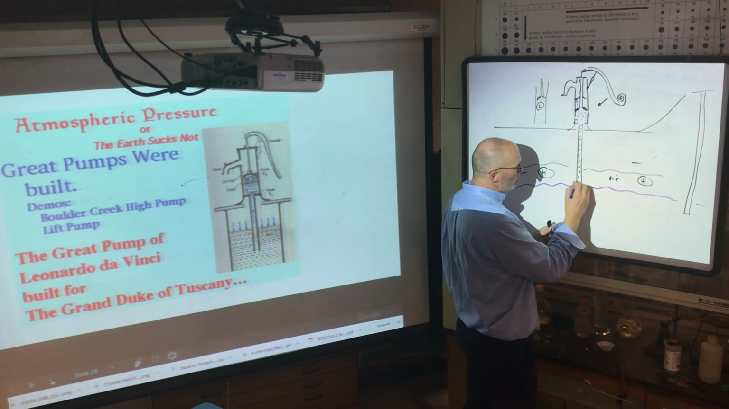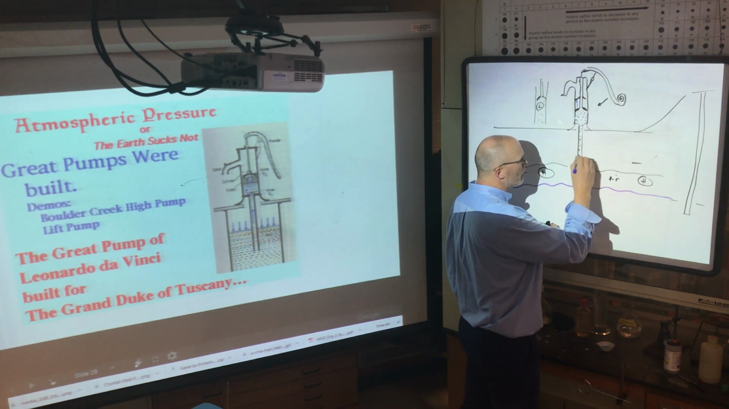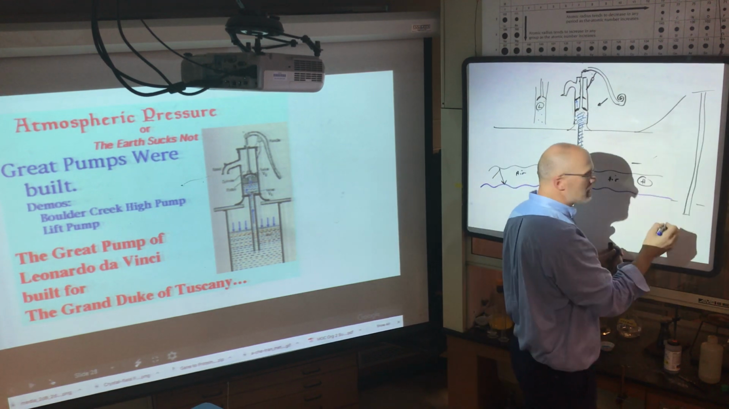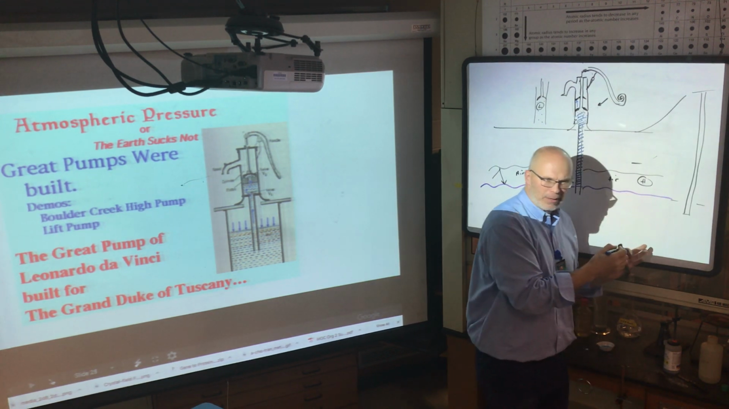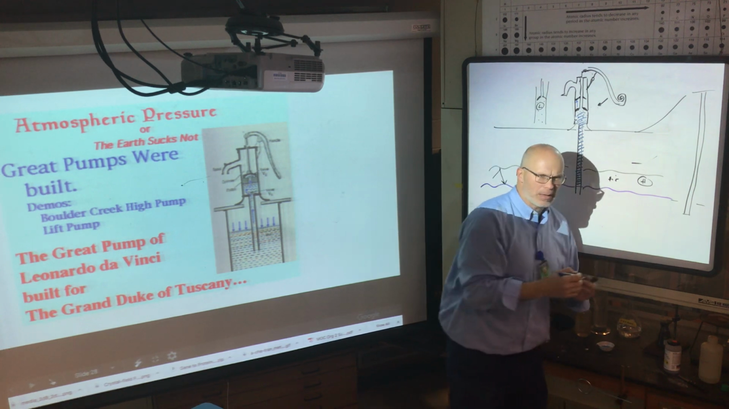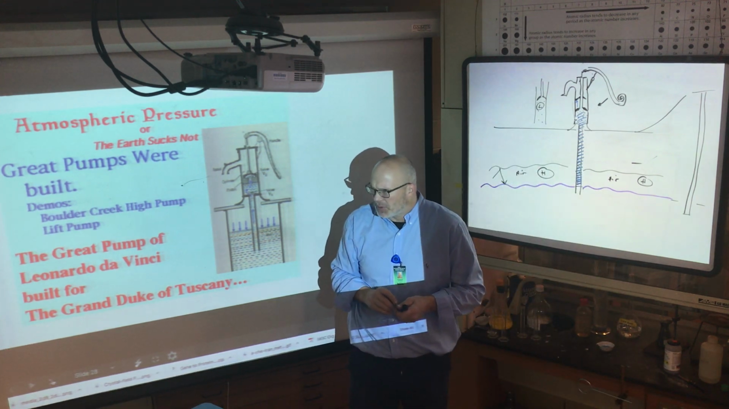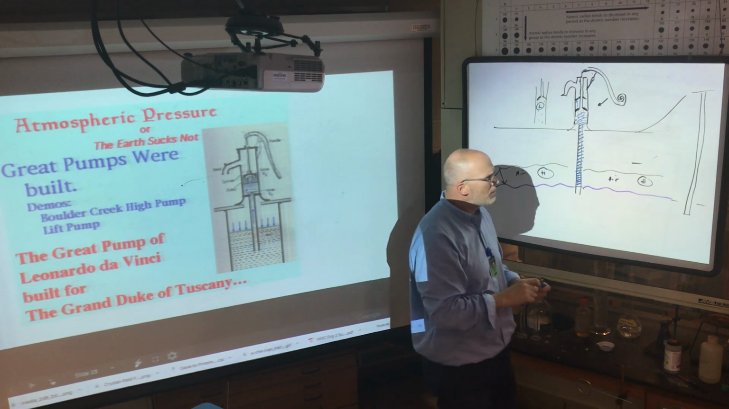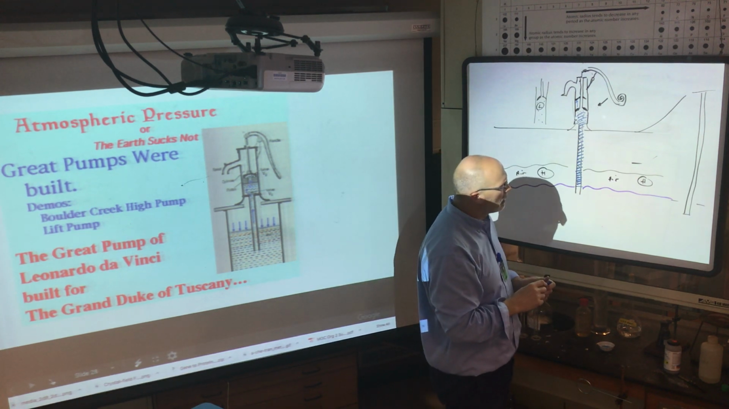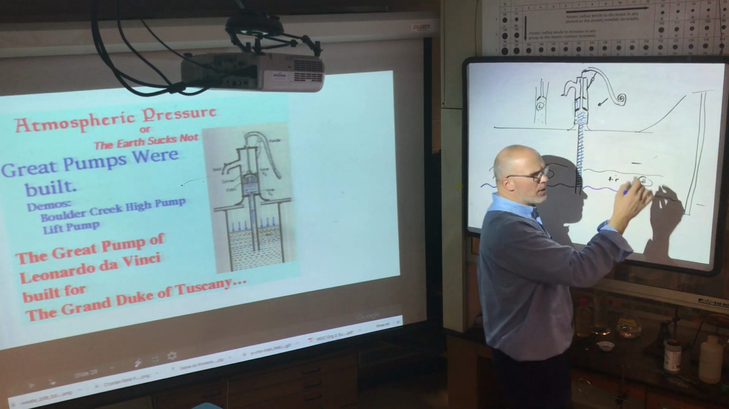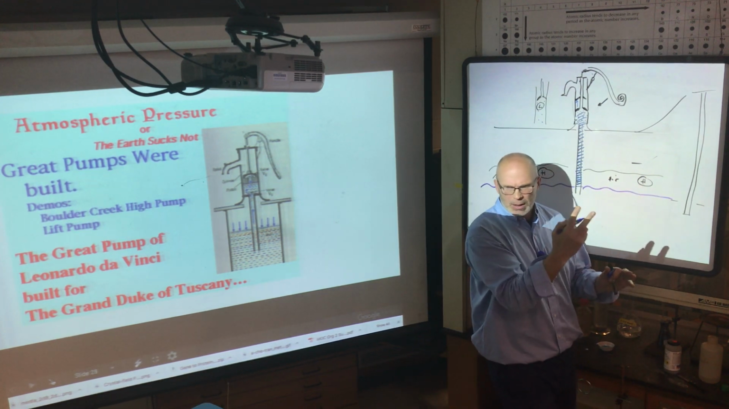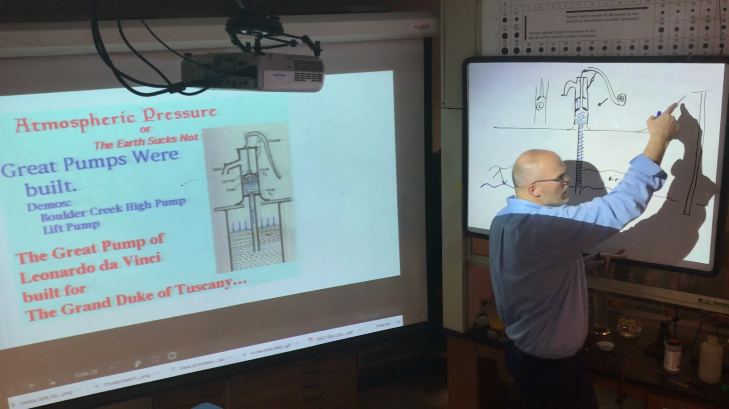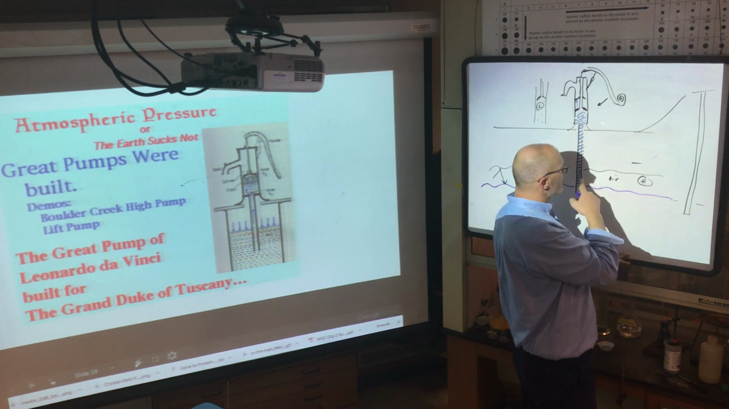We're trying to move water a long way. Now, he knew that this depth was a certain value. I don't think they were using feet or meters then, so I don't know what unit of length they were using. But he knew that it was deeper, and that depth was greater than this.